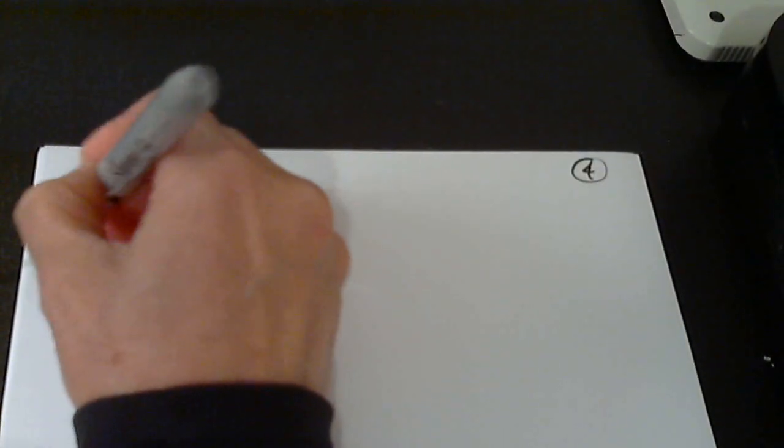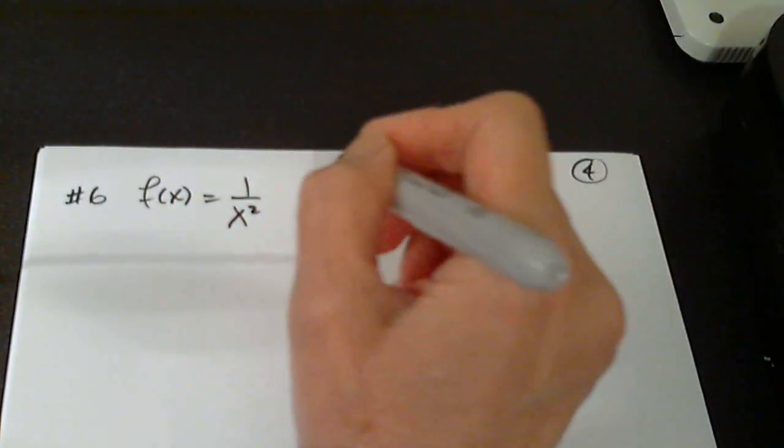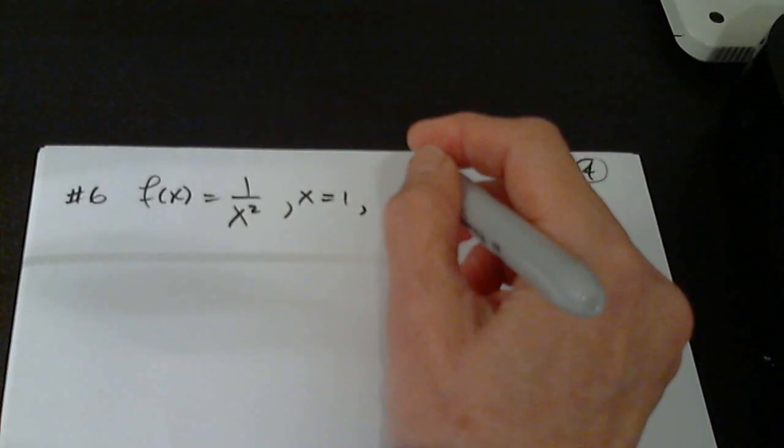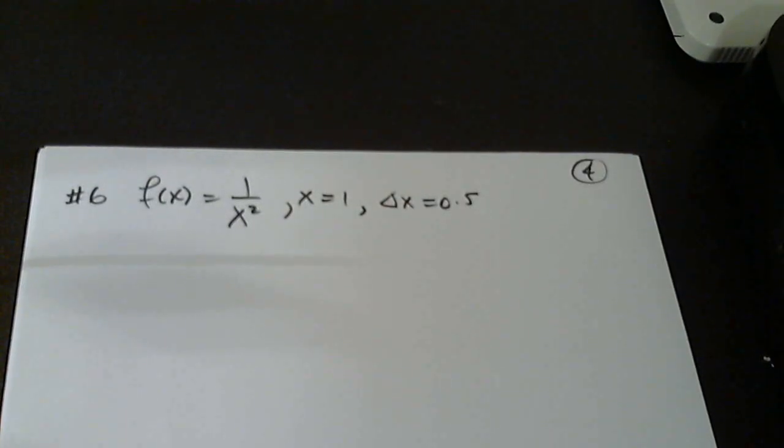So let's look at 6. What does 6 say? Okay, so we have f of x equals 1 over x squared, and they're giving us x equals 1, and they're giving us a delta x equals 0.5. And they want, again, part A, B, and C: delta y, dy, and evaluate dy.